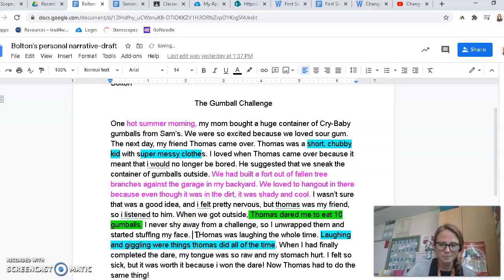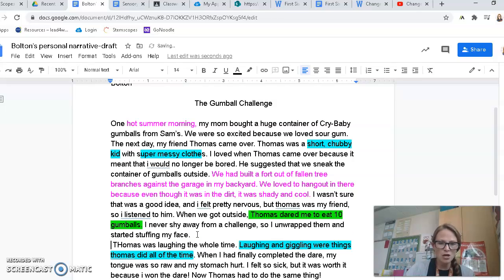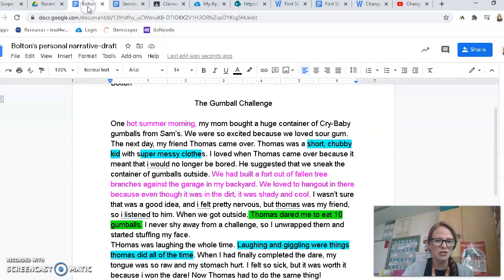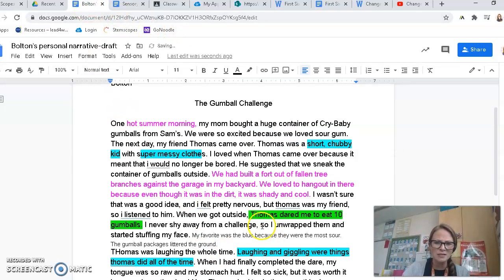Maybe right here, I'm going to actually enter so I have some space. Here, I am going to add the detail about the gumball packages littering the ground, and also that my favorite was blue. And I'm going to add these in here, and I might have to make some changes, and that's okay. So let's see. So I unwrapped them and started stuffing my face. My favorite was the blue because they were the most sour. The gumball packages littered the ground. Right now, that doesn't really sound very good, but I'm going to leave it just as a reminder that I want to include that sentence in there. We'll come back and revise it at a later date, okay?